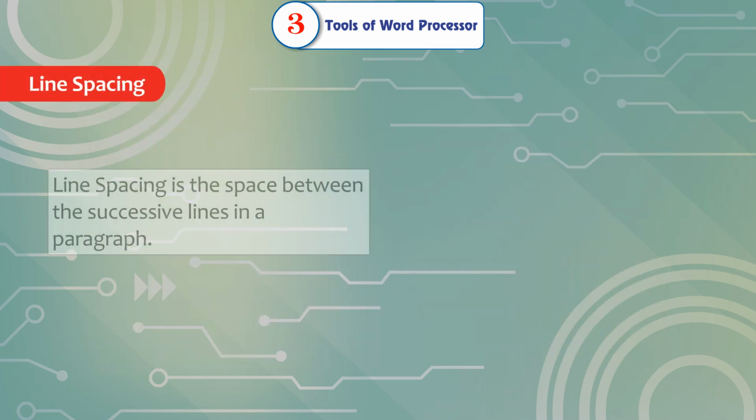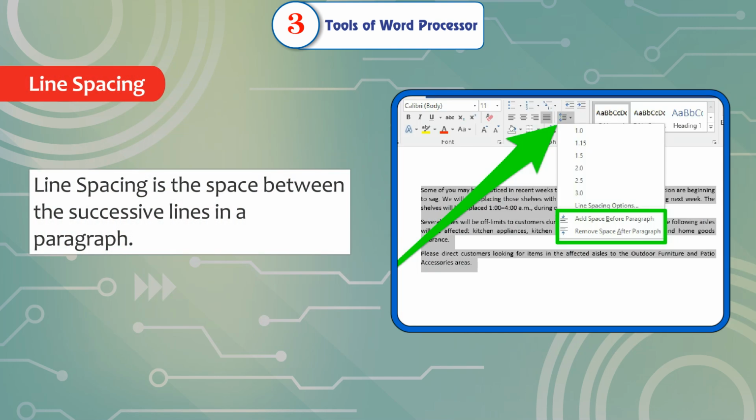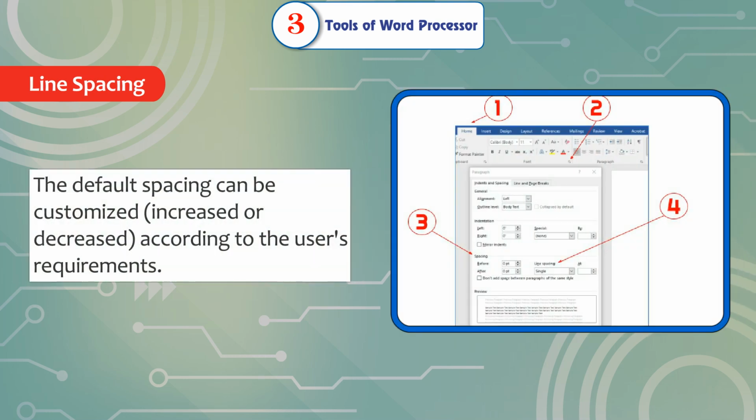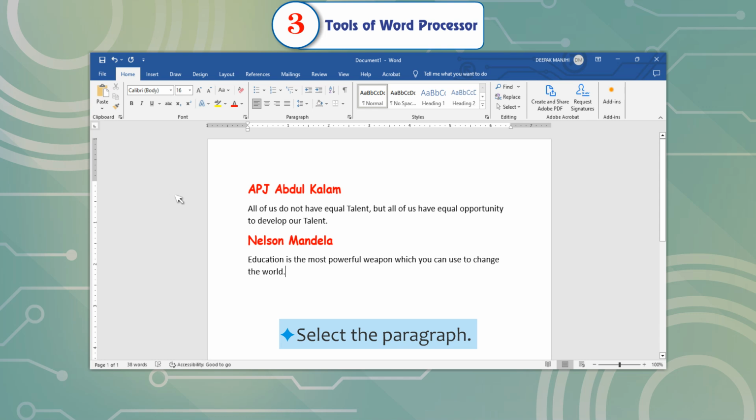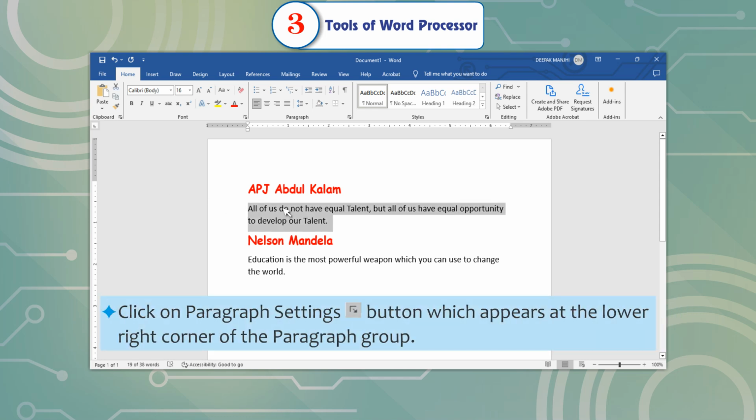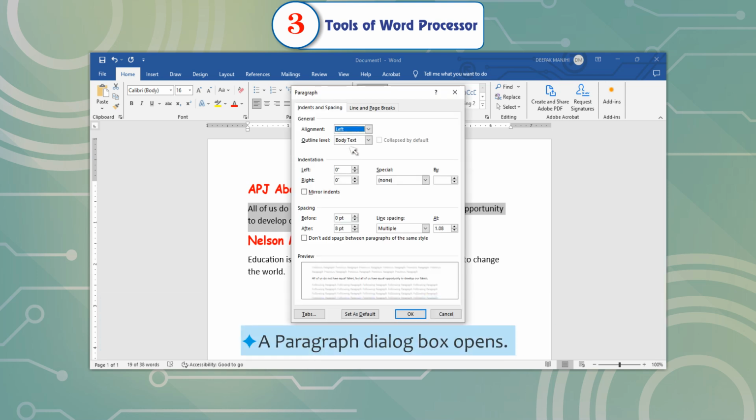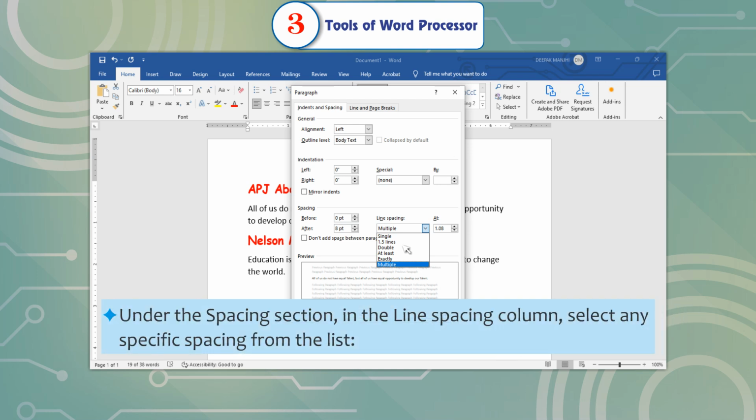Line spacing. Line spacing is the space between the successive lines in a paragraph. The default spacing can be customized, increased or decreased according to the user's requirements. Select the paragraph. Click on the Paragraph Settings button, which appears at the lower right corner of the paragraph group. A paragraph dialog box opens. Under the spacing section in the line spacing column, select any specific spacing from the list.